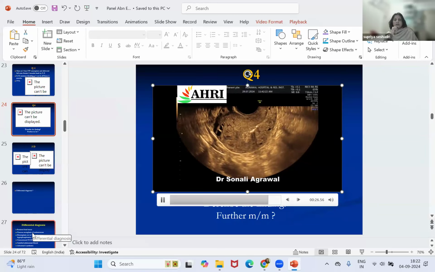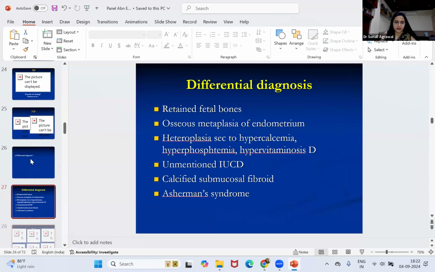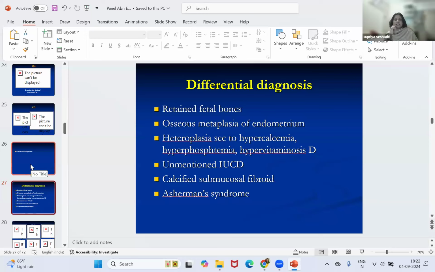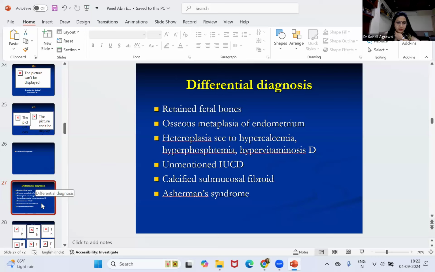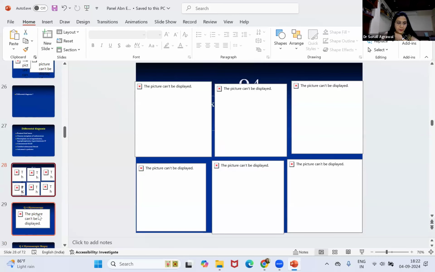Color Doppler. What are the color findings? Ma'am, it's not displaying. Just tell us, it's okay. Non-vascular. This mass is non-vascular. So most probably it's retained products which have been calcified, or it converted to osseous metaplasia of the endometrium.